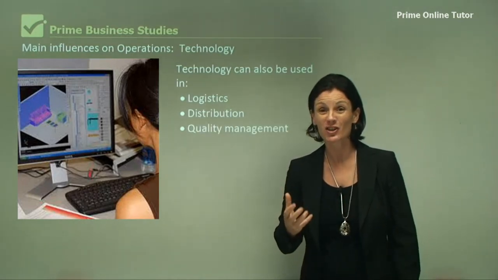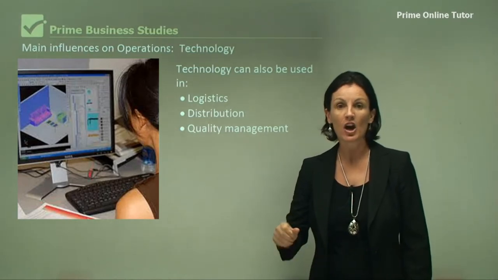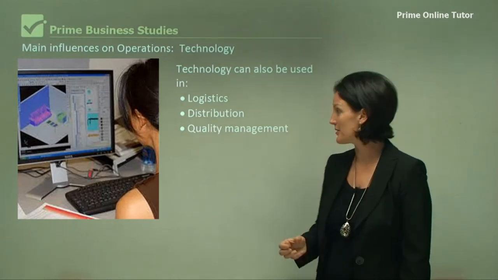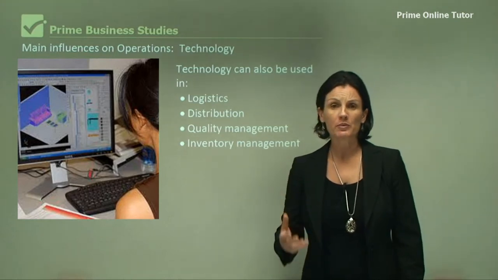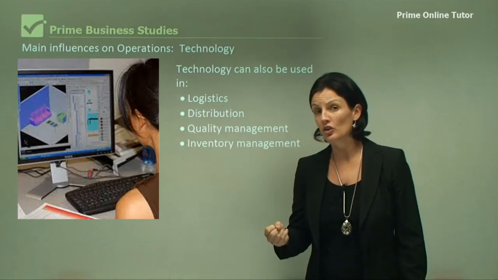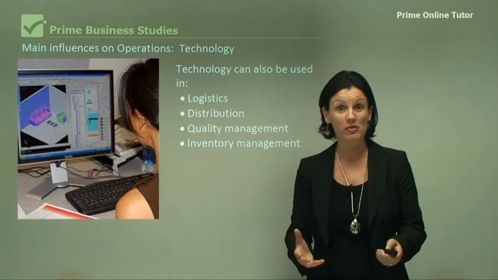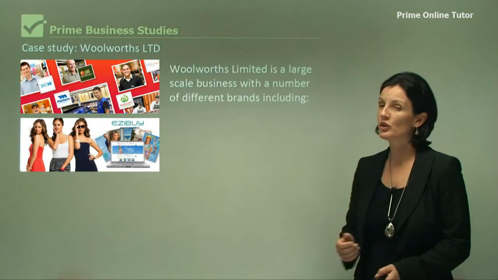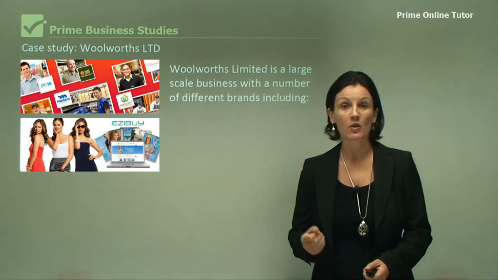Quality management. We now have technology that can check products to make sure that they are perfect for the consumer. We don't need humans to be manually checking a product. Inventory management. We know that a lot of businesses now have barcodes on all their products. The technology is able to scan those products so that businesses can keep track of where their products are and how many they have.